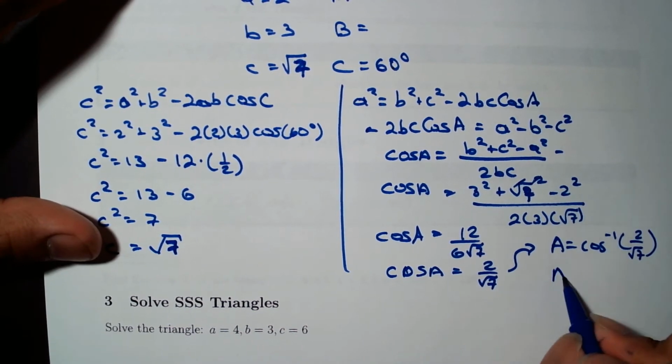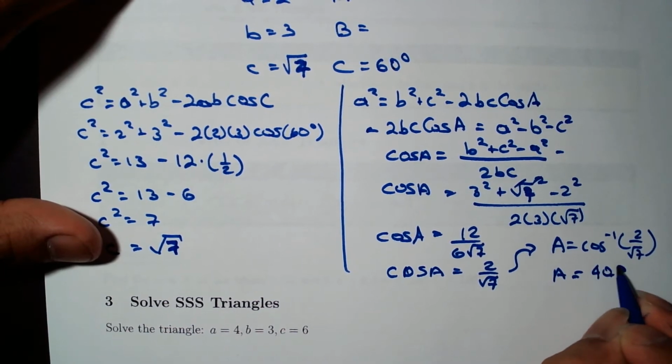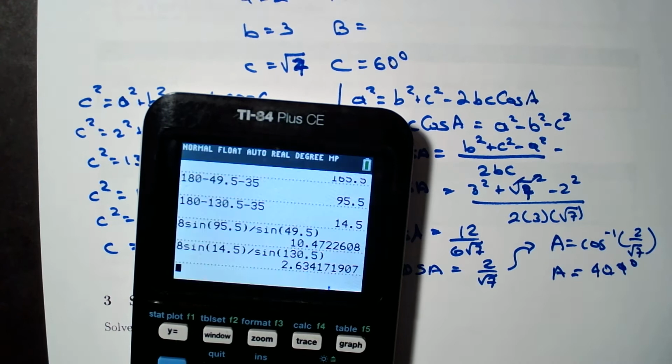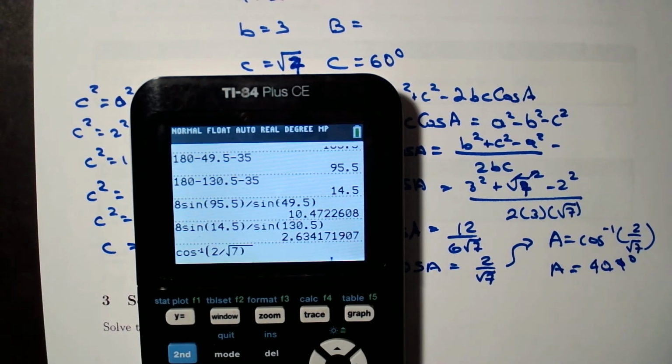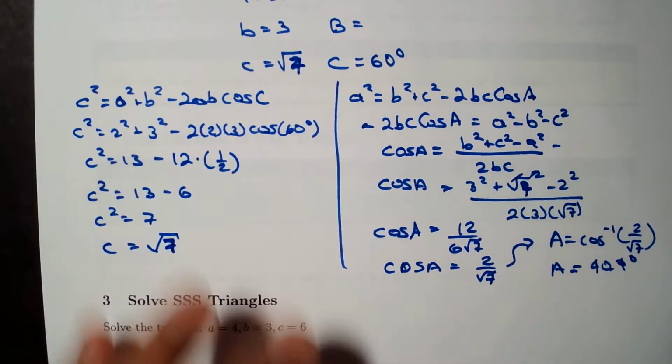All right. So A, in this case, the angle would be roughly 40.9 degrees. Actually, let's verify that. So second cosine to give us cosine inverse of 2 over root of 7. 40.9 indeed.